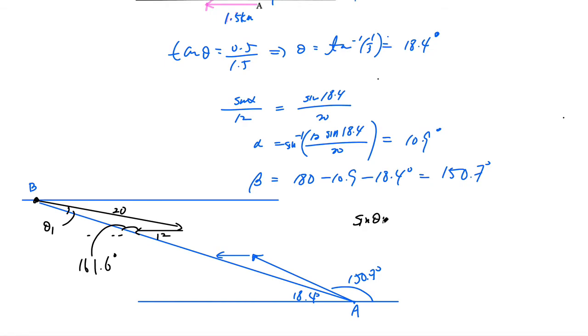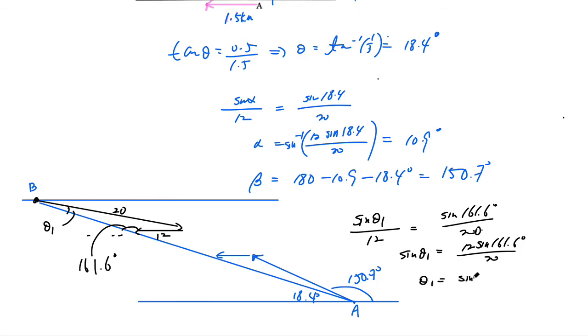So sine of theta 1 over 12 will equal sine of 161.6 over 20. Okay, so it's 12 there, like that. That gives 10.9 degrees. So we know this whole thing here is 18.4, right?